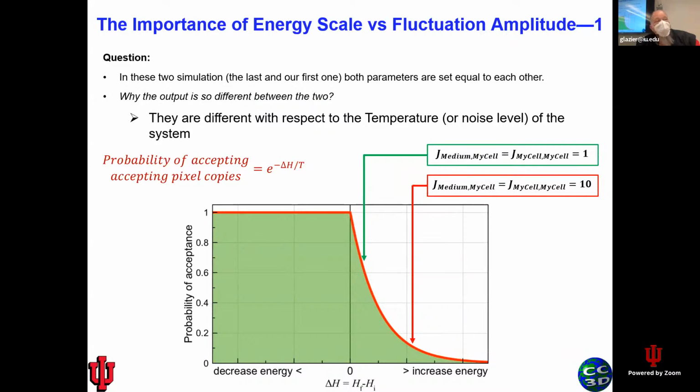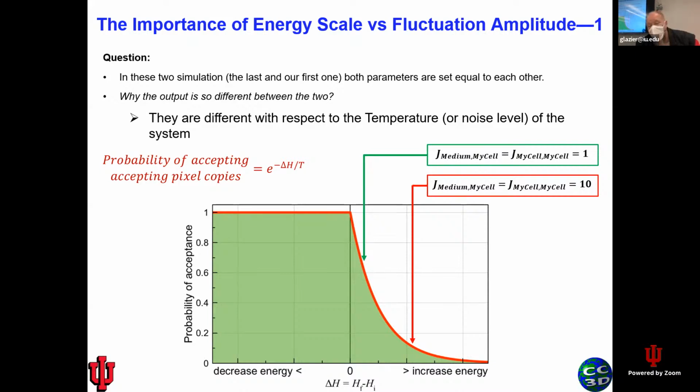If the cell medium contact energy and the cell contact energy are both small, then the effective energies are going to be small, and the probability of accepting a copy is always high, whether that copy is favorable or unfavorable. If the cell medium contact energy and cell contact energy are big, then favorable updates are always made, but unfavorable ones are almost never made.